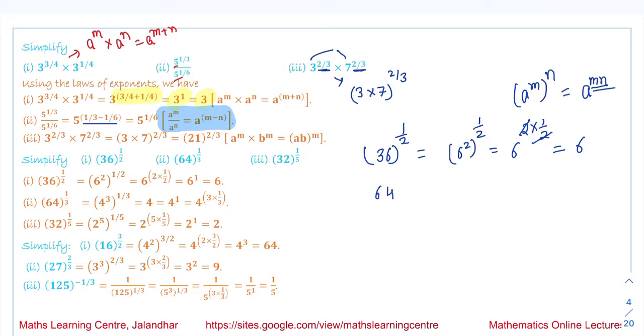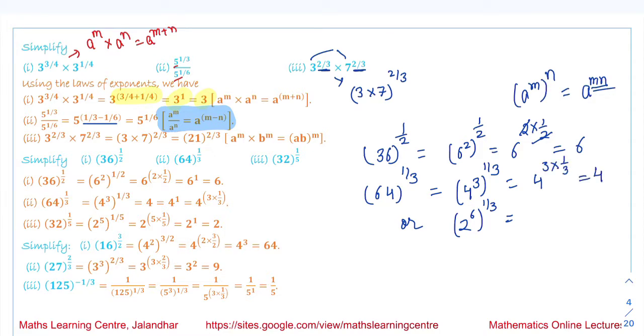Similarly, we have 64 raised to the power 1 by 3. So that is equal to 4 cube raised to the power 1 by 3, or you can write it as 2 raised to the power 6, raised to the power 1 by 3. In the first case, the answer is 4 raised to the power 3 into 1 by 3, equal to 4. In the second case, the answer is 2 raised to the power 6 into 1 by 3, equal to 2 square, equal to 4.